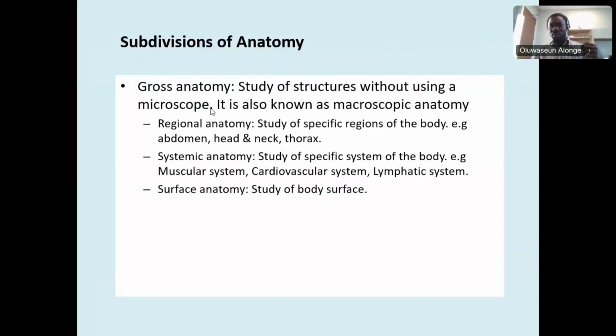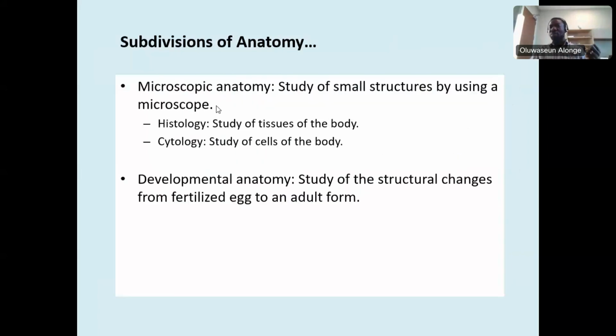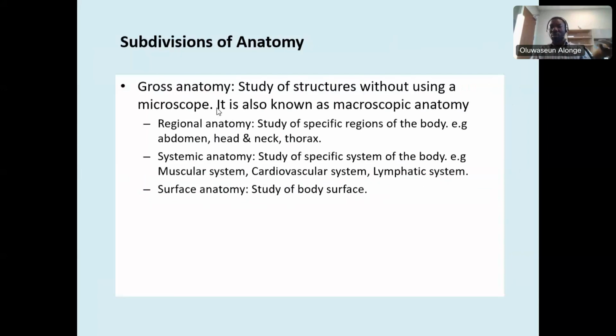Now, anatomy is divided into gross anatomy and microscopic anatomy. Gross anatomy is the same as macroscopic anatomy, anatomy that you can study with your naked eyes. When we get to the lab, we look at the head and neck. That is a kind of gross anatomy. Regional anatomy: you're looking at the head and neck, the upper limb, the lower limb, the neck, the thorax, the abdomen. That is to study anatomy looking at regions.